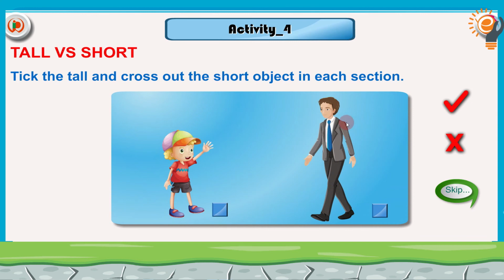Yes, here also we have to tick the tall and cross out the short object in each section. Here we have two people. One is a boy and another one is a man. We have to identify the taller one here. Yes, the man is taller than the boy. We will put a tick mark for the man in the given box.